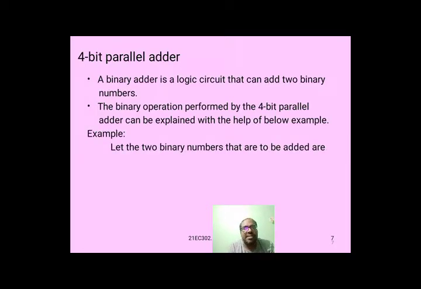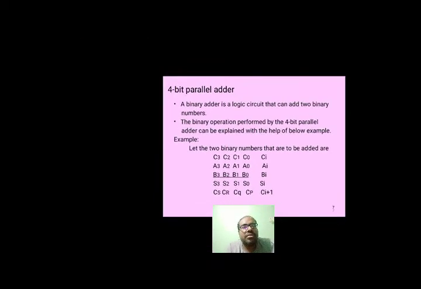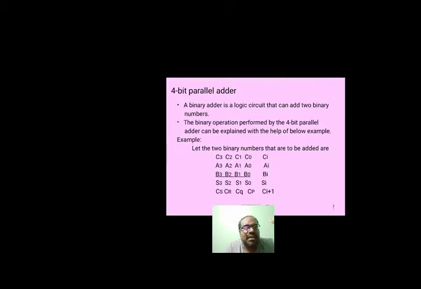Here the example is: let the two binary numbers that are to be added be A3, A2, A1, A0 and B3, B2, B1, B0. Here we are getting the sum S3, S2, S1, S0. Carry input is C3, C2, C1, C0. Carry output is C s, C r, C q, C p.